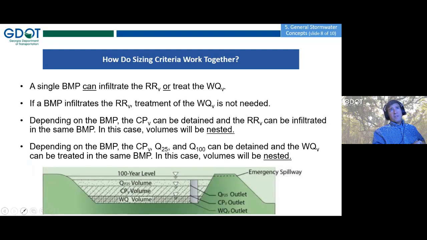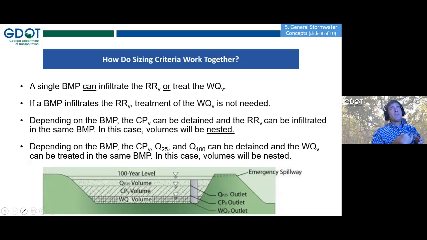This slide shows how the sizing criteria works. You're going to nest each volume inside of another. So we talked about the 100-year and the 25-year peak flows, the 1 year 24-hour peak flow, and then also the water quality volume. As you can see here, a single BMP can infiltrate the runoff reduction volume or it can treat the water quality volume.